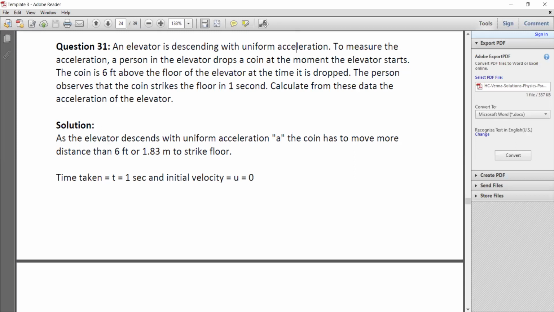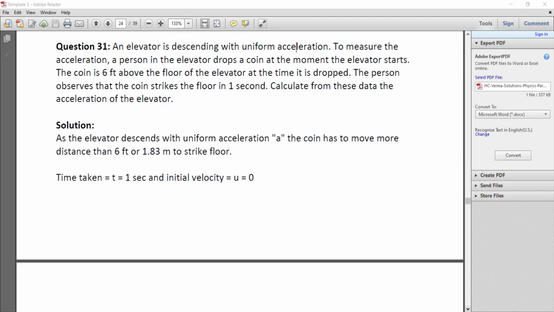Question 31. An elevator is descending with uniform acceleration. To measure the acceleration, a person in the elevator drops a coin at the moment the elevator starts. The coin is 6 feet above the floor of the elevator at the time it is dropped. The person observes that the coin strikes the floor in 1 second. Calculate from these data the acceleration of the elevator.